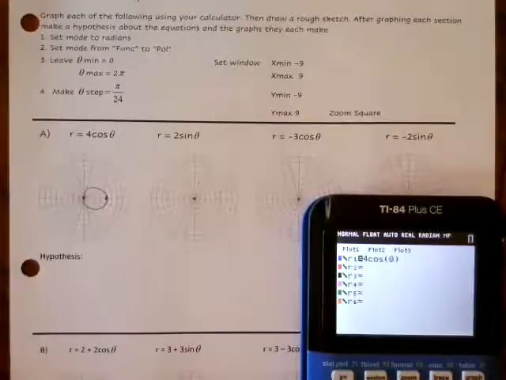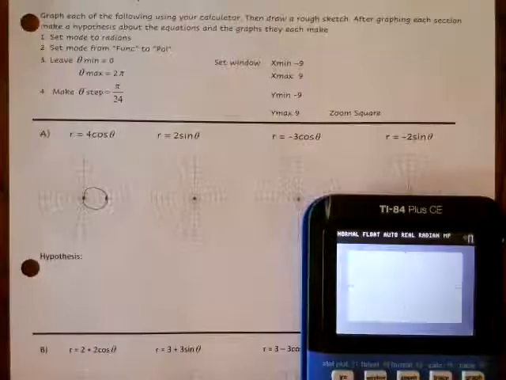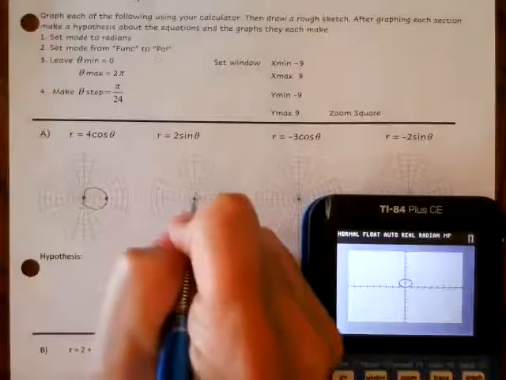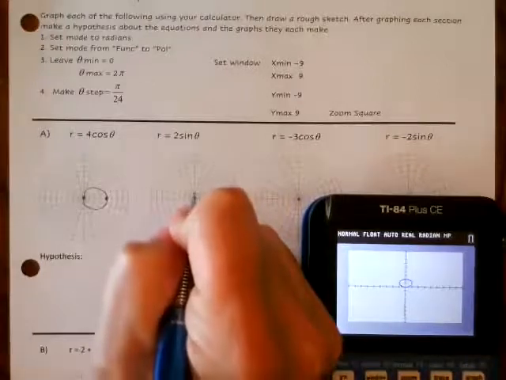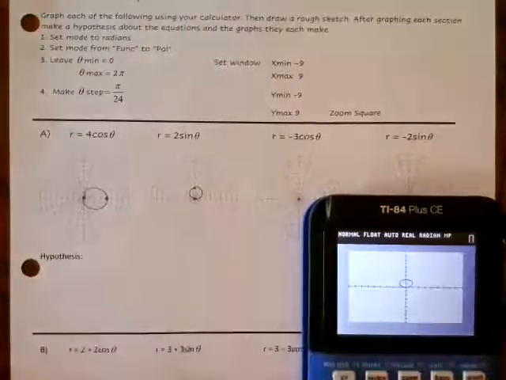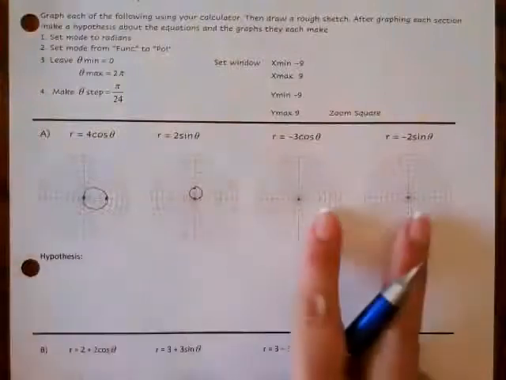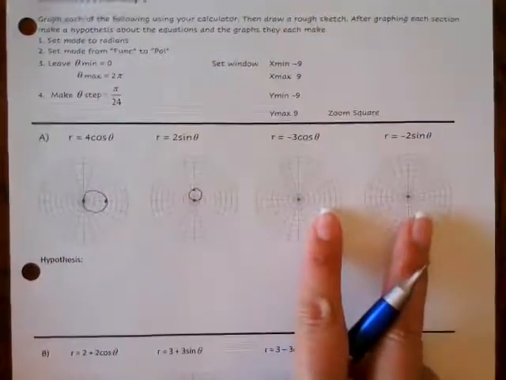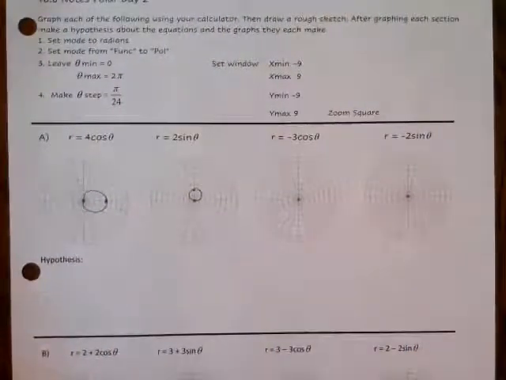We're going to go to our y equals now. We're going to do 2 sine of theta and graph that. And so now we've got another circle. In this case, it is above the pole. So I'm going to go 1, 2 on the pole, and there is my circle. Now try and take a guess at what the next two would do, so that we can start practicing on what these polar equations look like. Go ahead and try and sketch what you think the next two are going to look like.